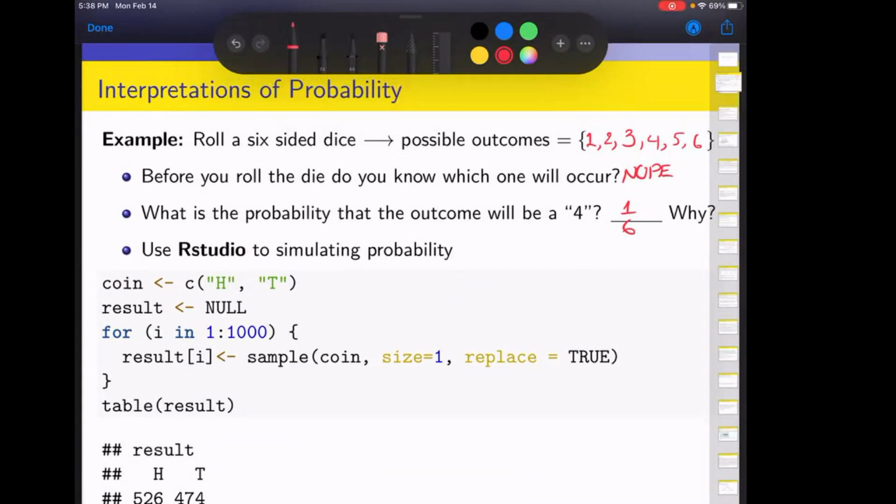So I'm gonna use RStudio to simulate that coin thing. Usually before I use RStudio, I have students come up here and flip the coin for me. Like each of them flips 10 times, so 20 times for 2 students.